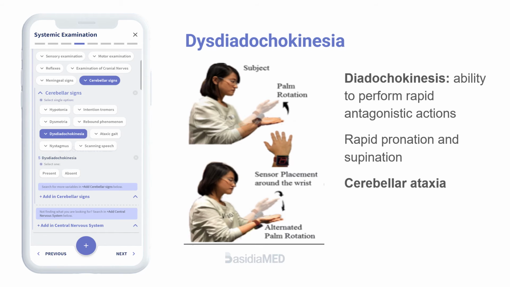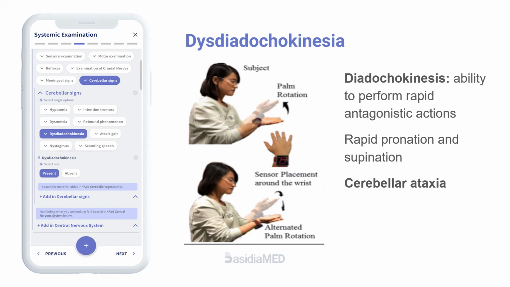Dysdiadochokinesia is the ability to perform diametrically opposite actions rapidly. It is enabled by antagonistic movements controlled by the cerebellum. To perform the test, ask the patient to place the left palm over the right palm and perform rapid pronation and supination movements. In cerebellar ataxia, the patient struggles to perform the task, movements appear slow and irregular.